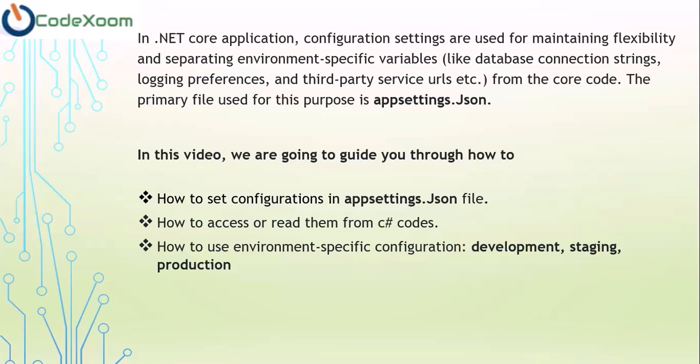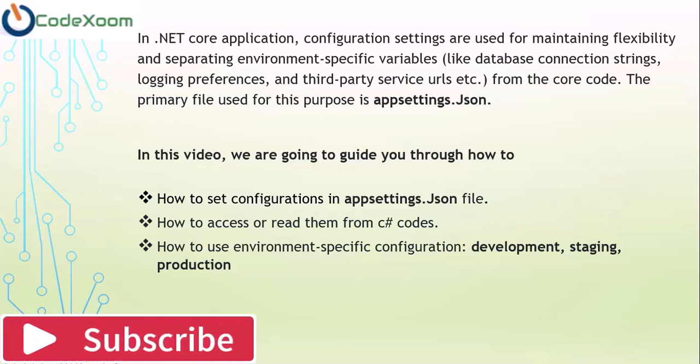In a .NET Core application, configuration settings are used for maintaining flexibility and separating environment-specific variables like database connection strings, logging preference, and third-party service URLs, etc. For configuration settings, we normally use the appsettings.json file. In this video, we are going to explore how to set configurations in the appsettings.json file.